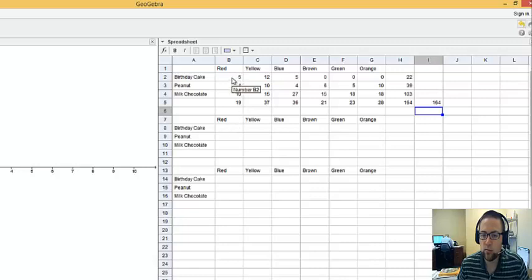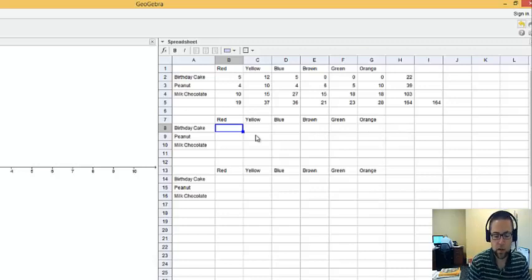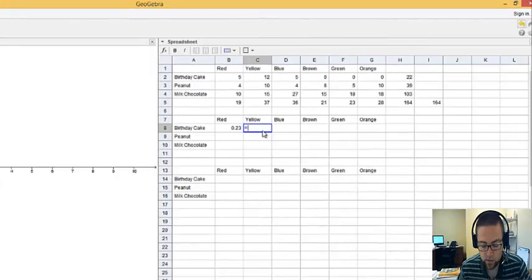And now what I'm going to do is find out what is the relative frequency of the birthday cake pack. So first, relative frequency of birthday cake would be how many reds were there in the total pack. So it should add to a total of 1. And the way to do that is I say equals 5. So there's 5 M&Ms divided by the total number in that pack. So there's 22. Okay, and the next one, yellow. And actually I could just copy this formula over, I believe. Let's see.